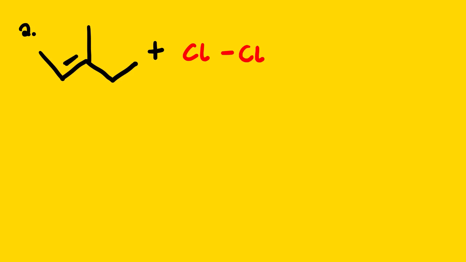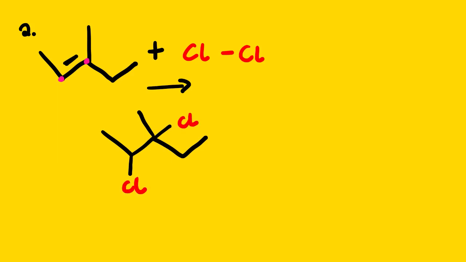Now looking at this, you can see that the carbons which are involved in the double bond are this one and this one. So we simply focus on them and then we write the product. Remember that the double bond is no longer there. So the first chlorine atom will be here. The second chlorine atom will be here. So we have Cl, Cl.